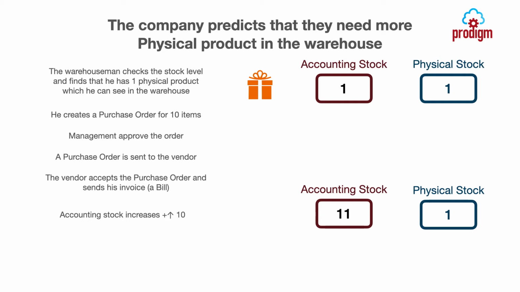If he creates a purchase order for 10 items and that order is approved, the purchase order is sent to the vendor and the vendor accepts the order. Therefore, the accounting stock will increase by 10 whilst the physical stock remains at 1. Essentially, we have 11 products that are due to be ours, although we physically only have one in the warehouse.